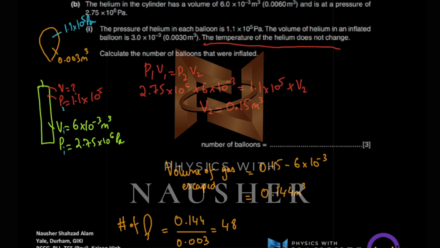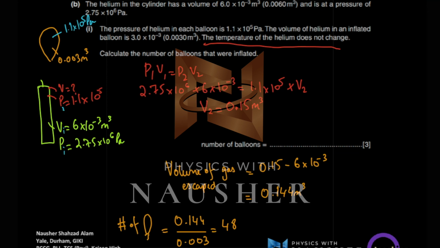And what will that volume of the gas be? You'll do P1 V1 equals P2 V2. P1 is 2.75 times 10 to the power 6. V1 is 6 into 10 to the minus 3. P2 is 1.1 times 10 to the power 5. V2 is 0.15. So the volume of the cylinder now is 0.15 meter cube.